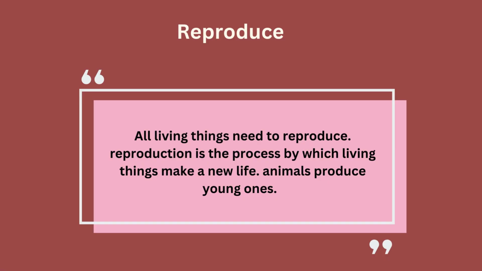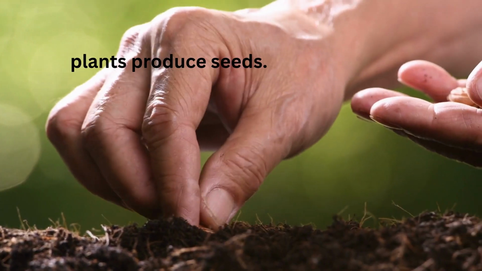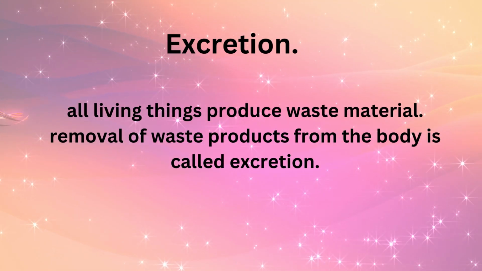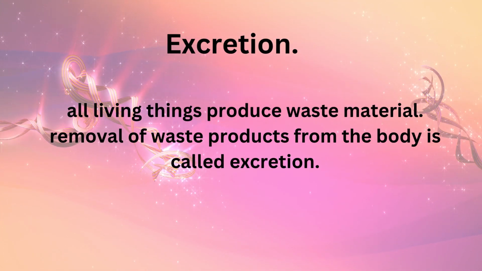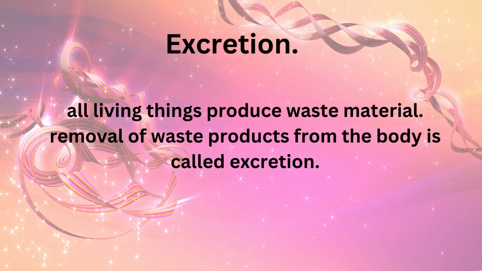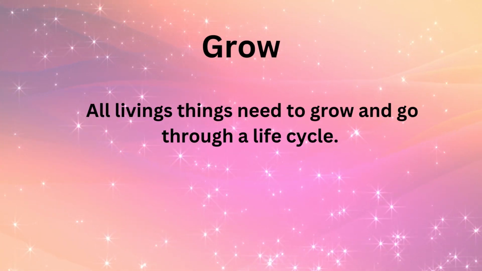All living things need to reproduce. Reproduction is the process by which living things make new life. Animals produce young ones. Plants produce seeds. All living things produce waste material. Removal of waste products from the body is called excretion.